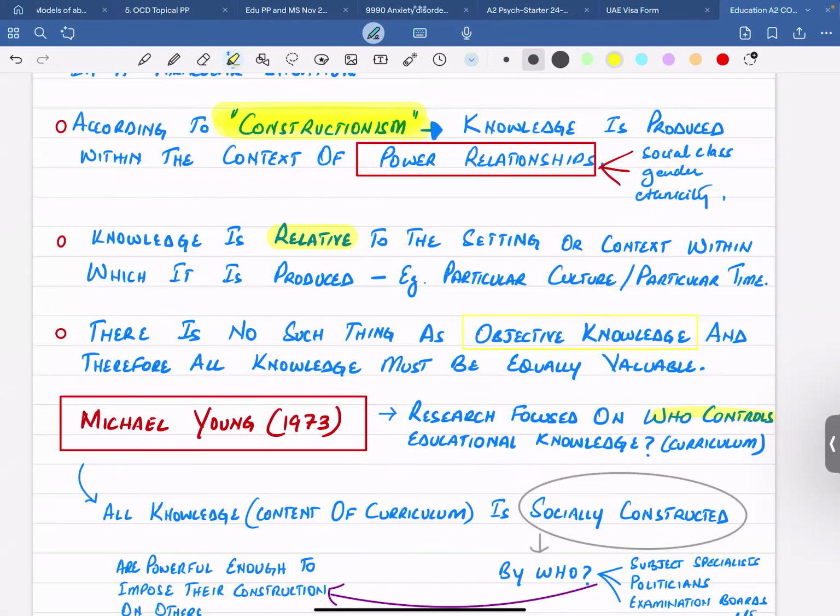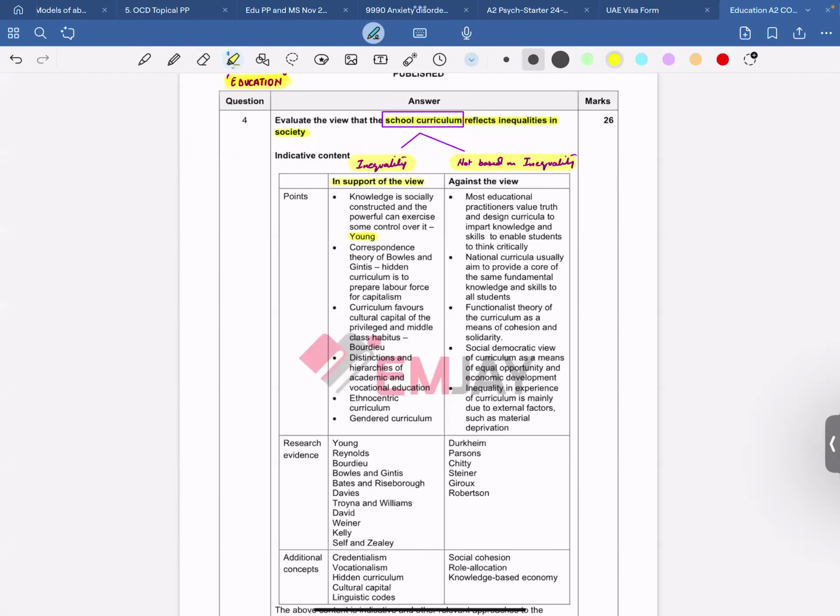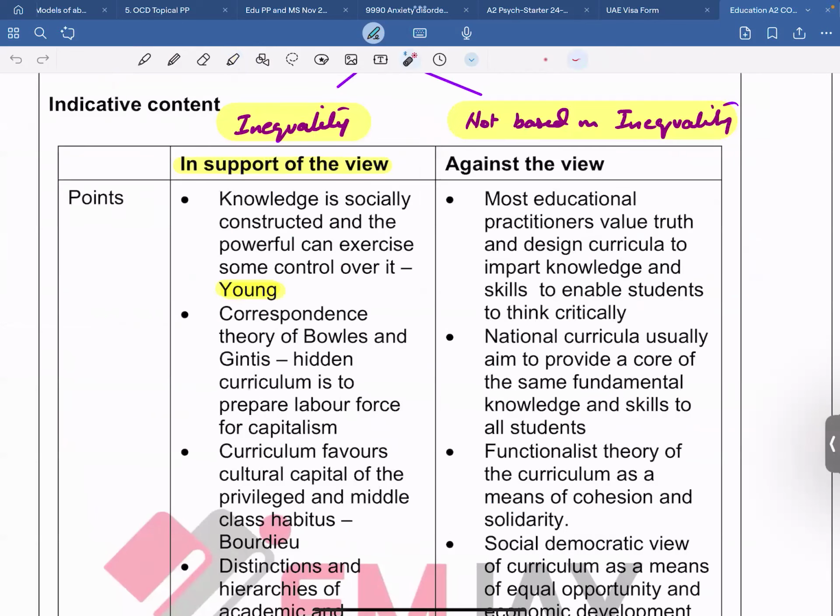Now, taking you back to where we were, number 2, the correspondence theory. I'm talking about the second point. The second point reads, correspondence theory of Bowles and Gintis, about the hidden curriculum. I'll highlight the name reference in yellow. The hidden curriculum is to prepare labor force for capitalism.